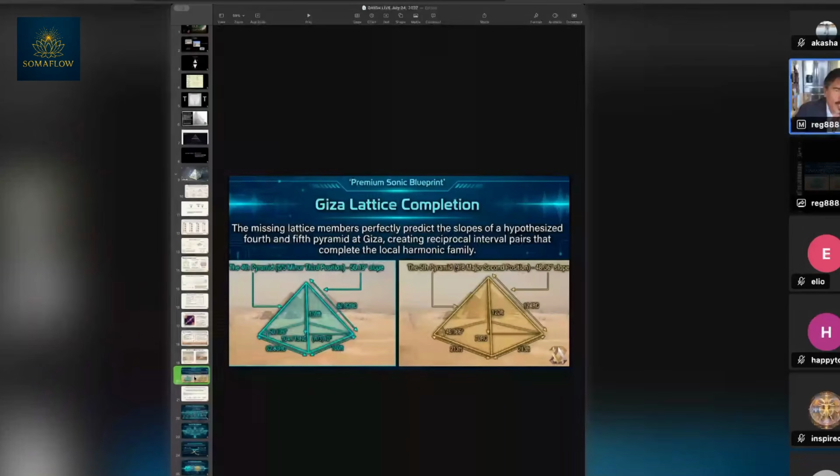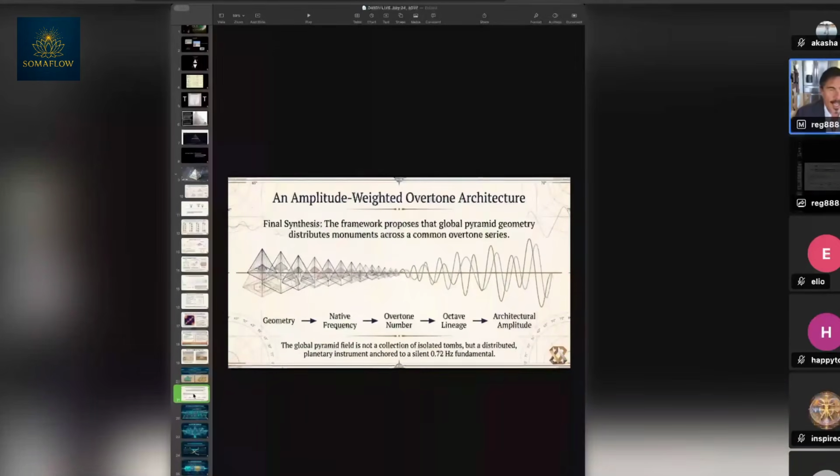So this is the Giza lattice completion, which would be these 2 pyramids. I believe they would have been, one of them 108 feet high, so it's half the size of Menkaure, 120 feet as its base for the other one, and 213 feet for its base. And then we can basically see how the geometry becomes a native frequency, becomes an overtone number, becomes an octave lineage, and then an architectural amplitude.